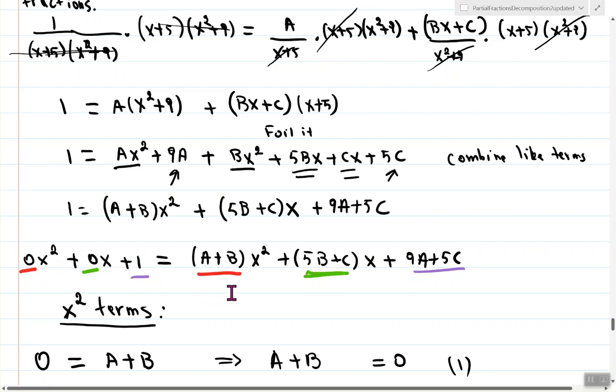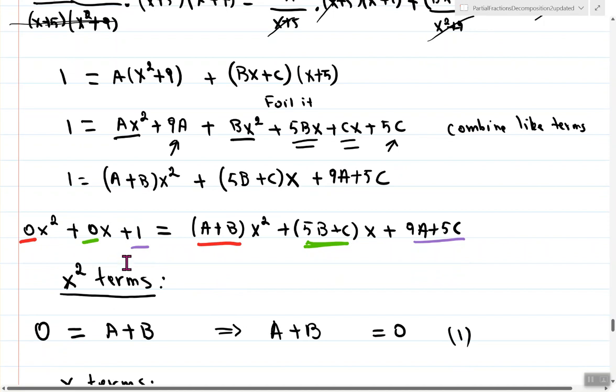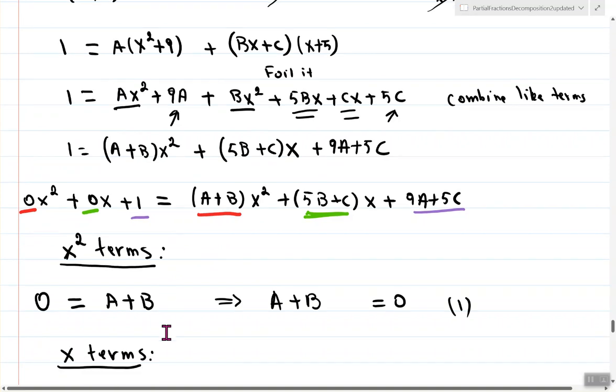So when we compare, we're comparing coefficients, the left side with the right side. But we look for the x squared terms first. This is x squared terms, and so is that. So when you compare the 2 terms, you're going to compare coefficients of x squared. The coefficient of x squared here is 0. The coefficient of x squared there is a plus b. So that generated this equation: a plus b equals 0. We call that equation 1.